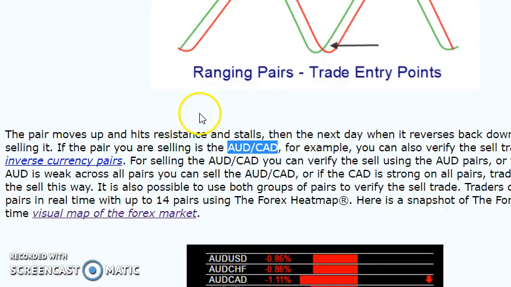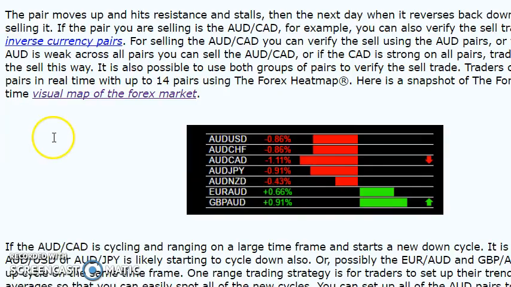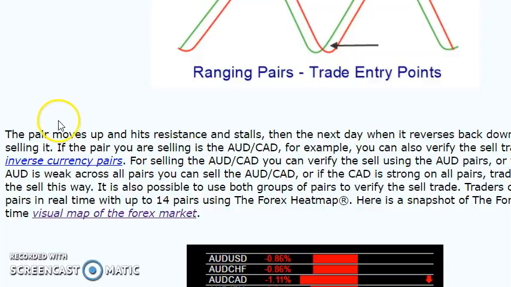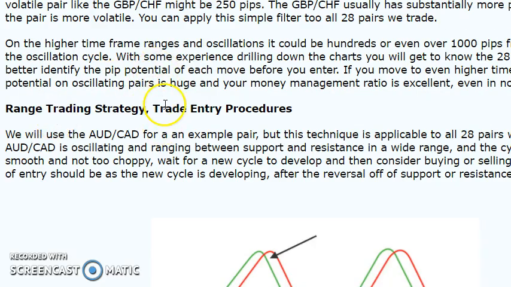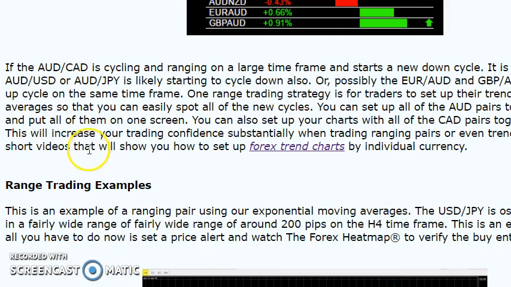Then when it comes down to support and reverses back up and you get a potential buy point, you want to go right back to the Forex heat map, and you would be looking for the exact opposite of this. You would be looking for the Aussie dollar to be strong. All of these would be green. These two would be red because the Aussie dollar is on the right. So this is how you verify your trade entries into a ranging pair with the Forex heat map.